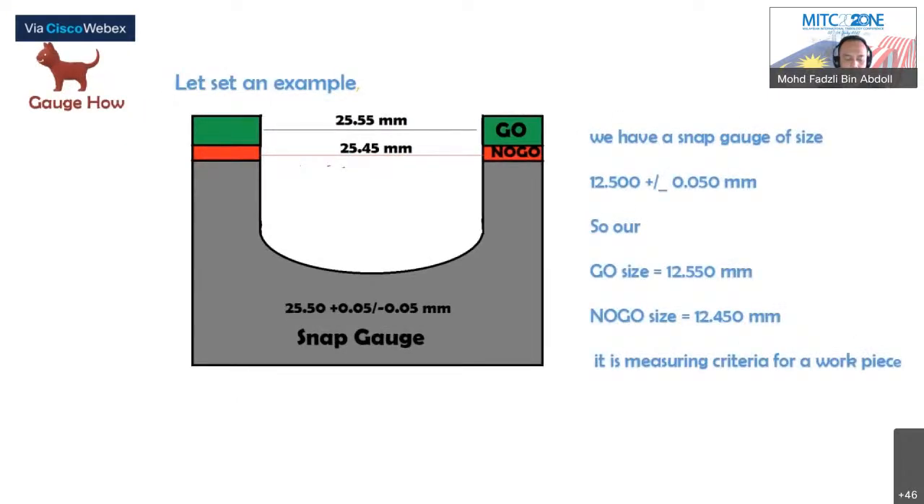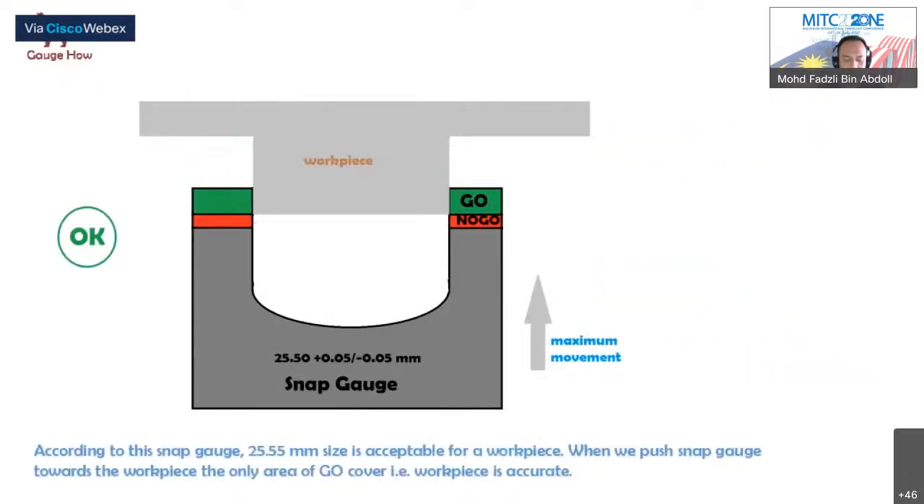So let's see an example. We have a snap gauge of size 12.500 plus or minus 0.050 mm. So our go size is equal to 12.550 and the no-go size is 12.450 mm. It is the measuring criteria for a workpiece. According to this snap gauge, 25.55 mm size is acceptable for a workpiece.